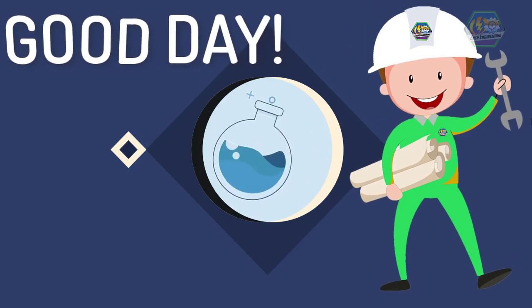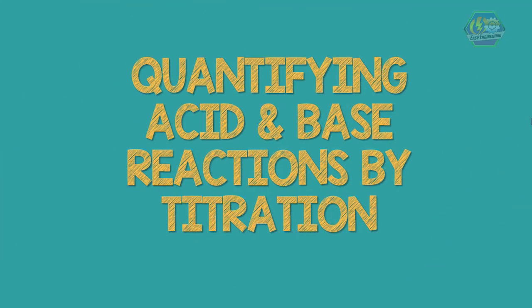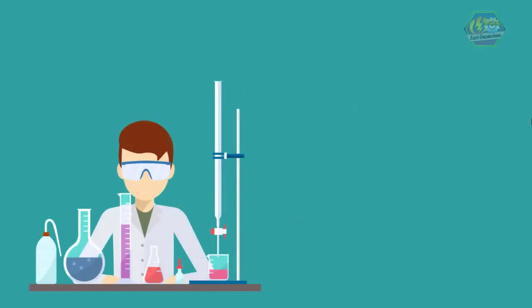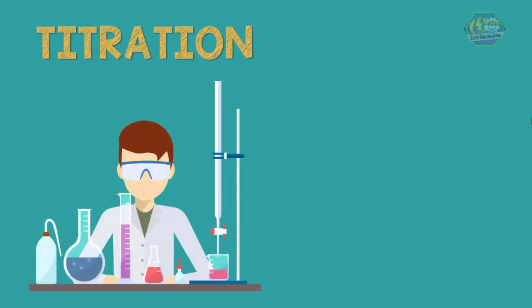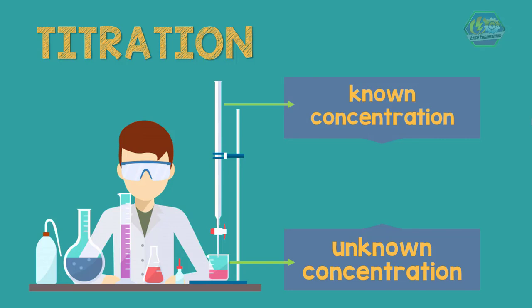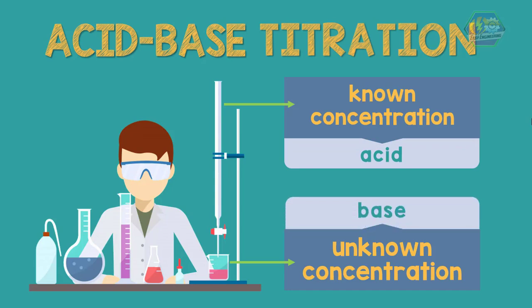This time we're going to talk about quantifying acid and base reactions by titration. One famous laboratory method is titration. Chemists use this method to quantify the unknown concentration of a solution by reacting it with a solution of known concentration. In an acid-base titration, the acid may be the solution with known concentration and reacts with a base of unknown concentration to determine its concentration, or vice versa.